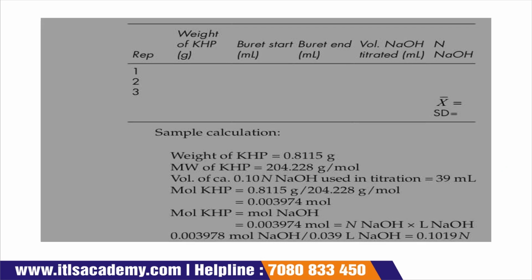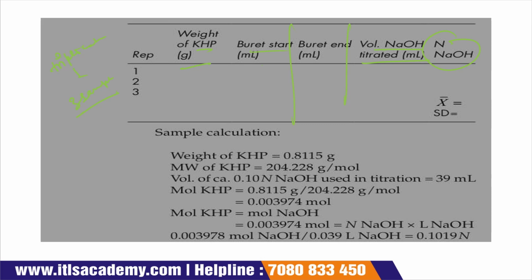Okay, so this is the table for the experiment. Here what should we do? We perform it in triplicate, like we take 3 samples. Here is the weight of the KHP, this is your burette start, burette end, and with the help of this, we find out the volume of NaOH which is used and the normality of NaOH.